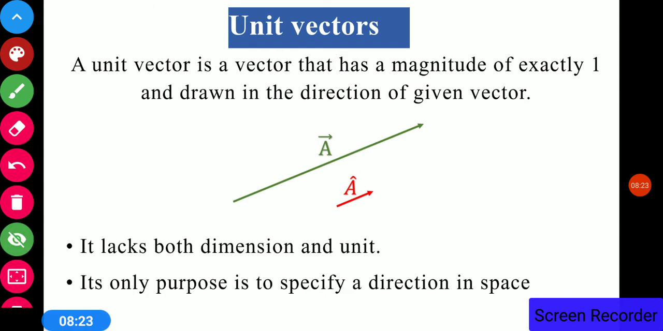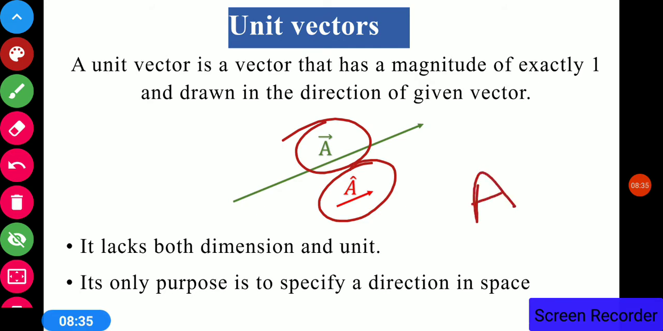Now unit vector. A unit vector is a vector whose magnitude is exactly 1 and which is drawn in the direction of the given vector. That is, if we have vector A, then this is the unit vector. The representation of a unit vector is the same letter with a cap on top. So A cap is the unit vector of A. Similarly, if we have vector B, then this is B cap, the unit vector of vector B.